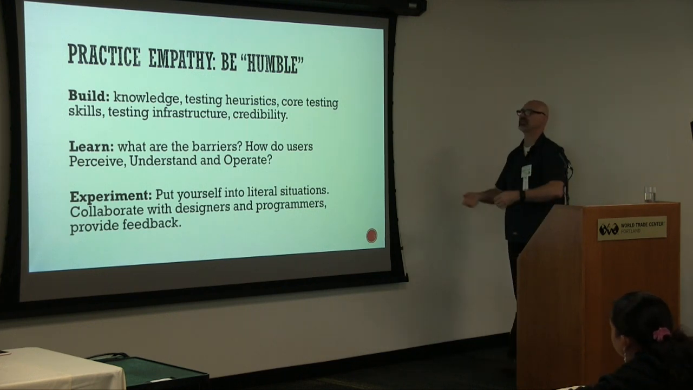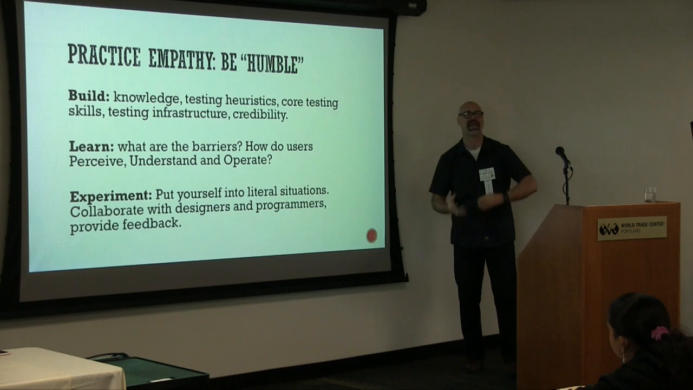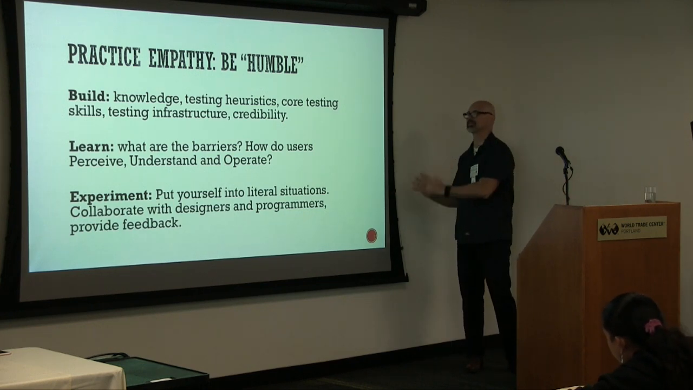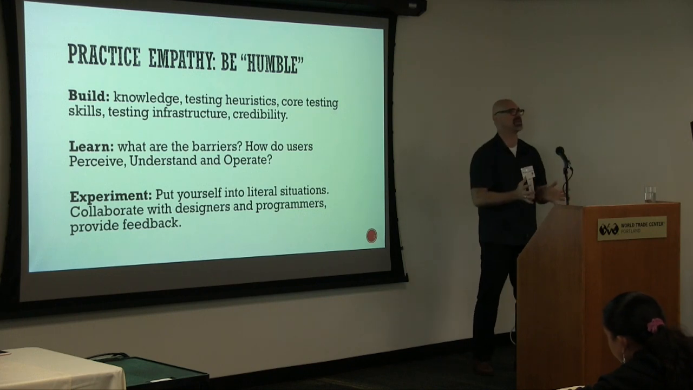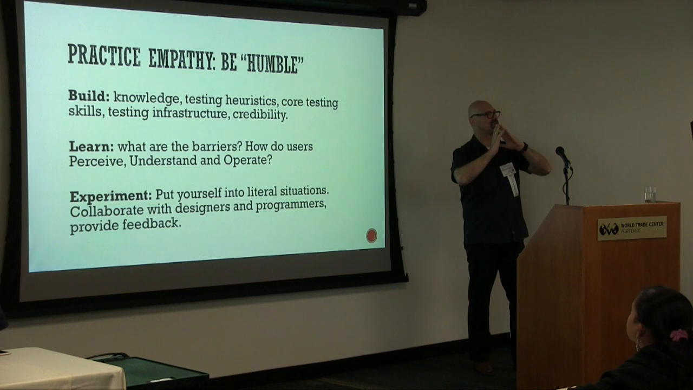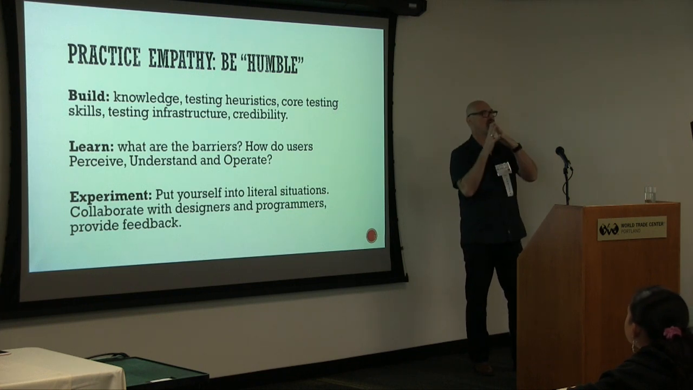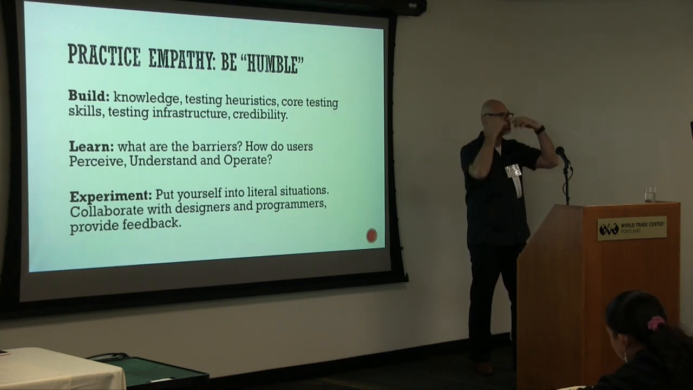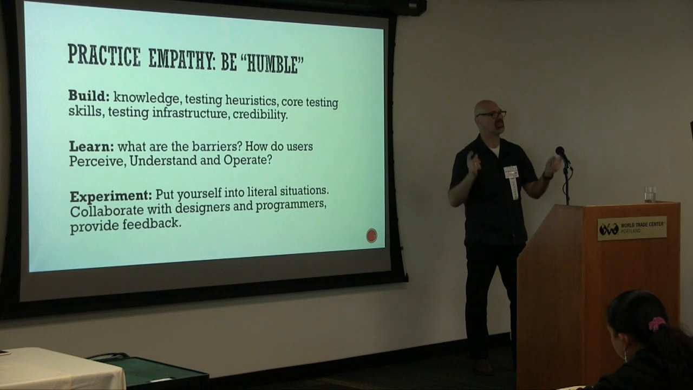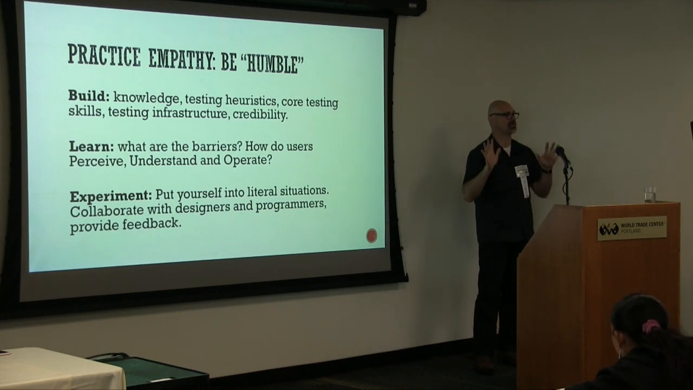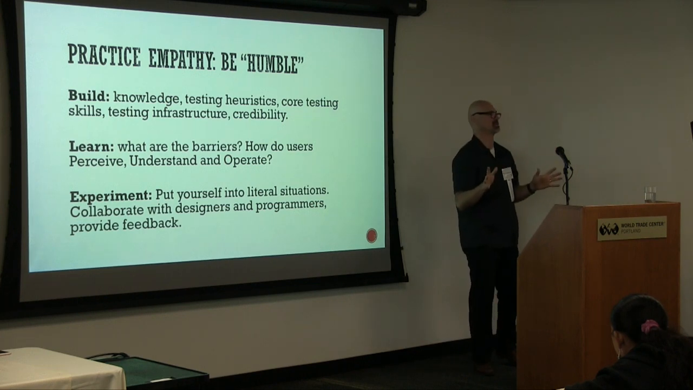How do users perceive it? How do they understand it? How do they operate it? And how is it different? Even when we use personas, even when we try to put this stuff together, I cannot simulate beyond the most superficial level what a non-sighted user goes through. Why? Because after I'm tired of this simulation, I can take it off and go back to my reality. They can't. So I never fully understand what they're feeling, but I can get close.